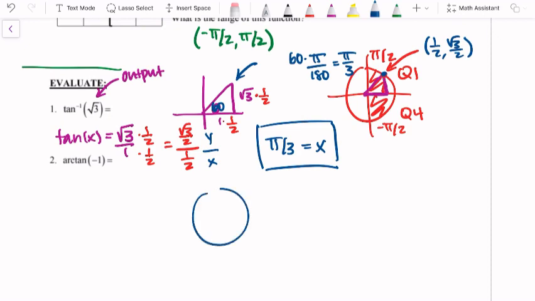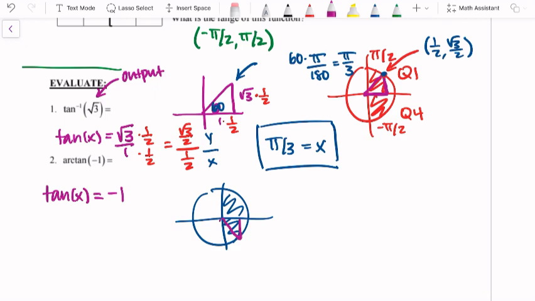Okay, last one is arctangent of -1. Again, if we're thinking unit circle, we're in either of these two quadrants. We are looking probably at quadrant number 4 because we are negative. So I'm thinking, okay, what angle is going to give me a tangent value of -1?